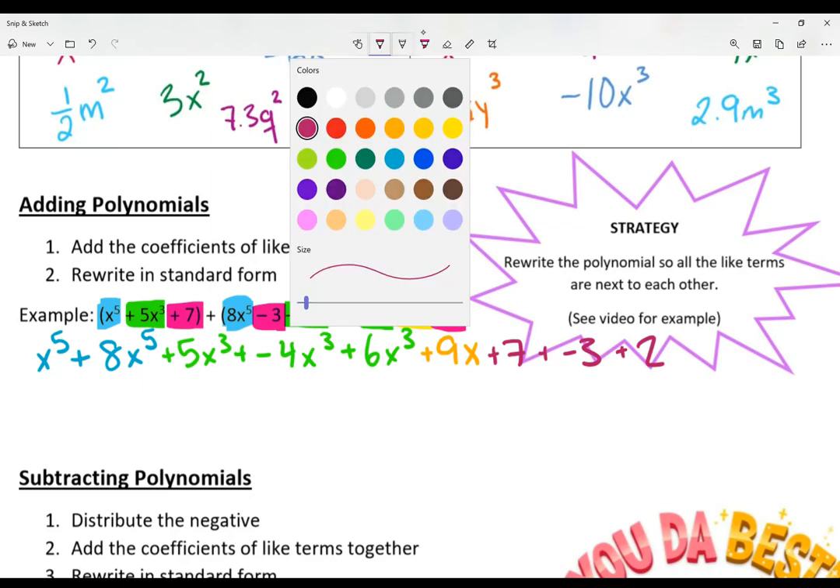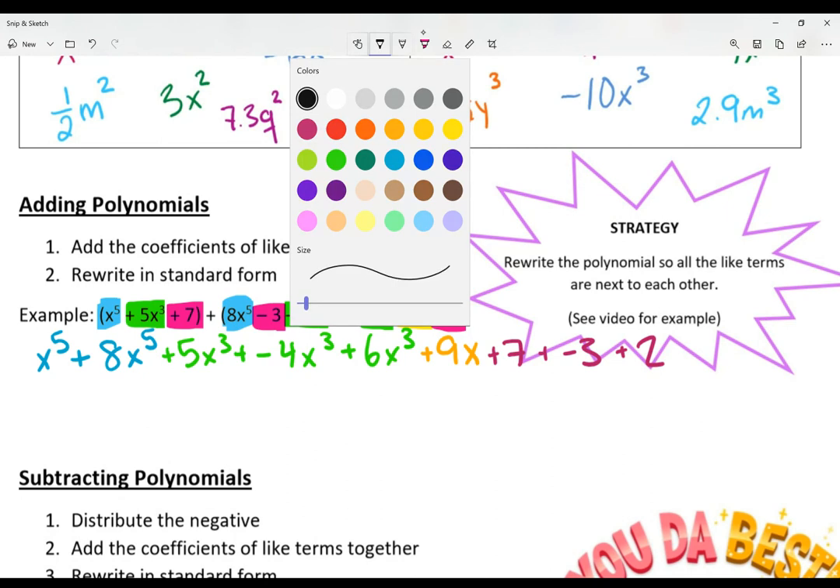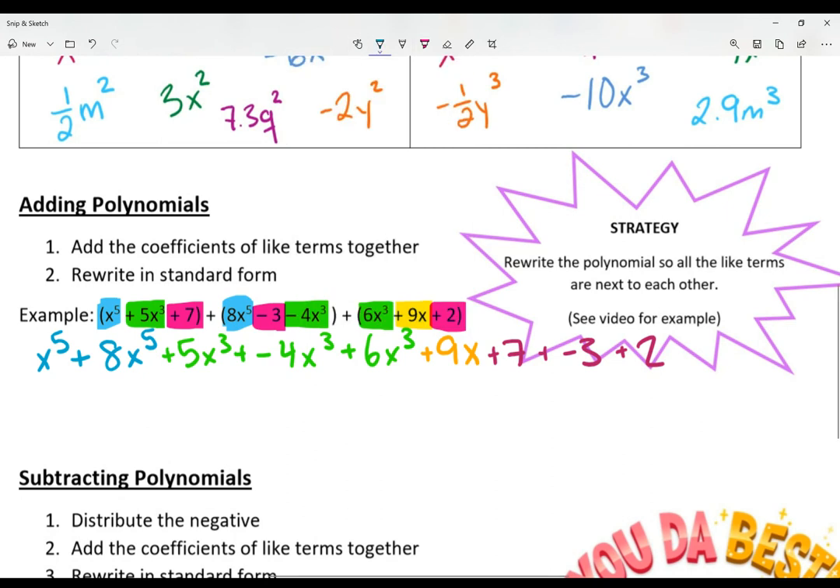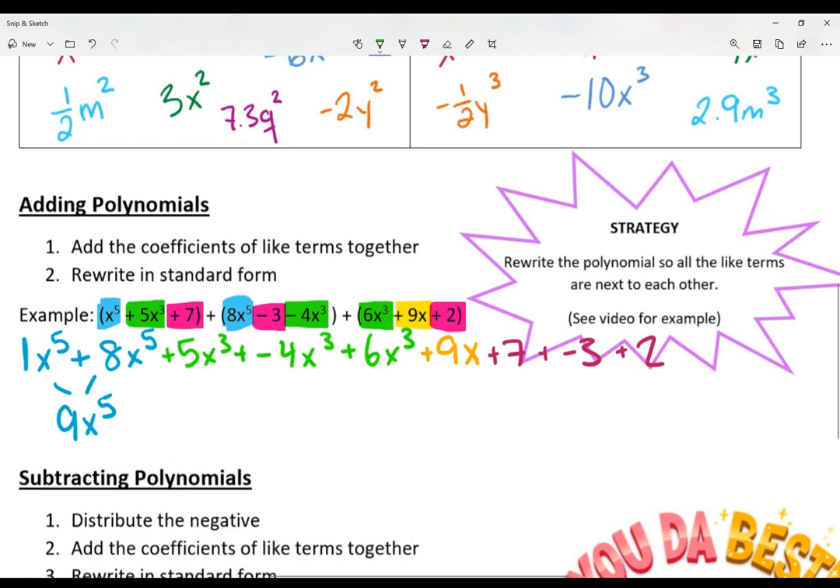And now you can use a trusty calculator to help you simply add up all of these coefficients. So for x to the 5th plus 8x to the 5th, remember there's an imaginary 1 here, so 1 plus 8, we get 9x to the 5th. Moving down, look at all these. The green terms are cubic terms. We have 5 plus negative 4, which is the same as 5 minus 4. That's 1. And then 1 plus 6 is 7, so plus 7x cubed.